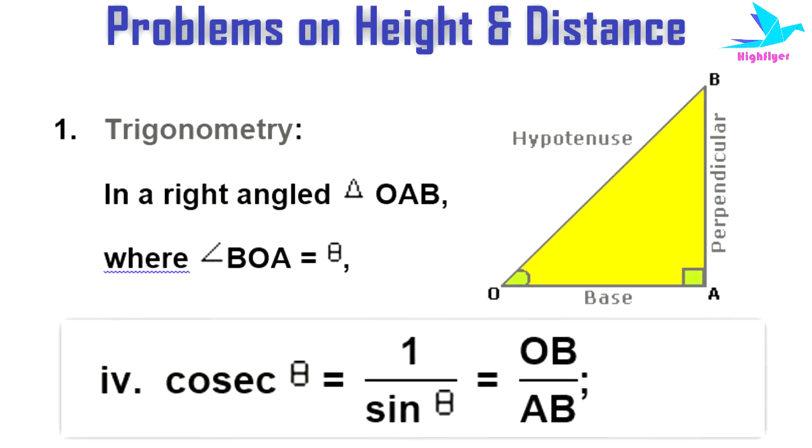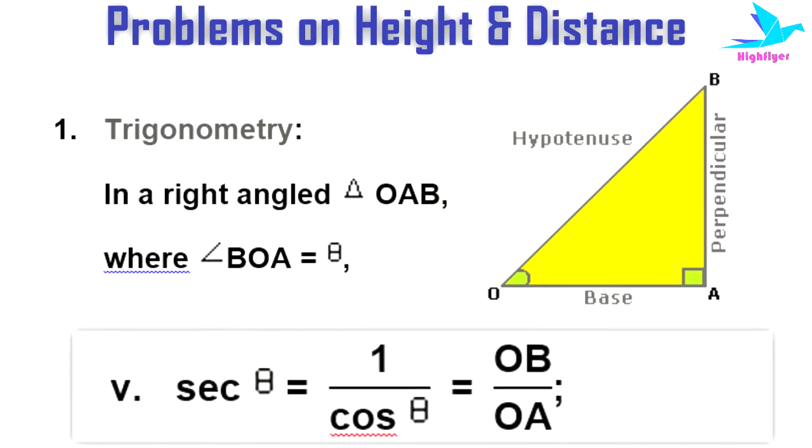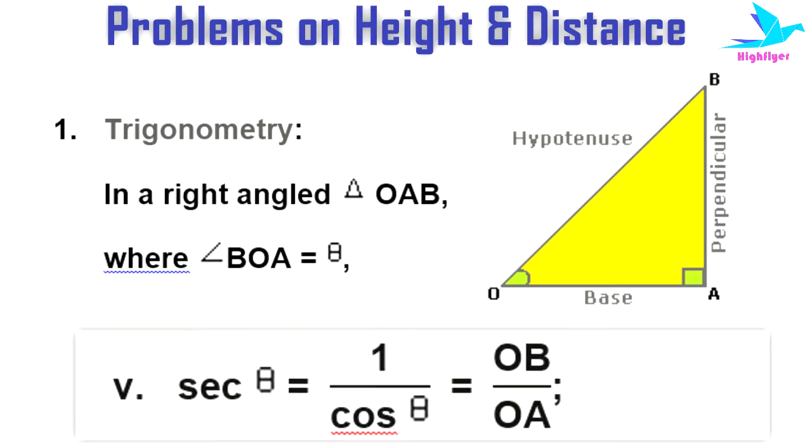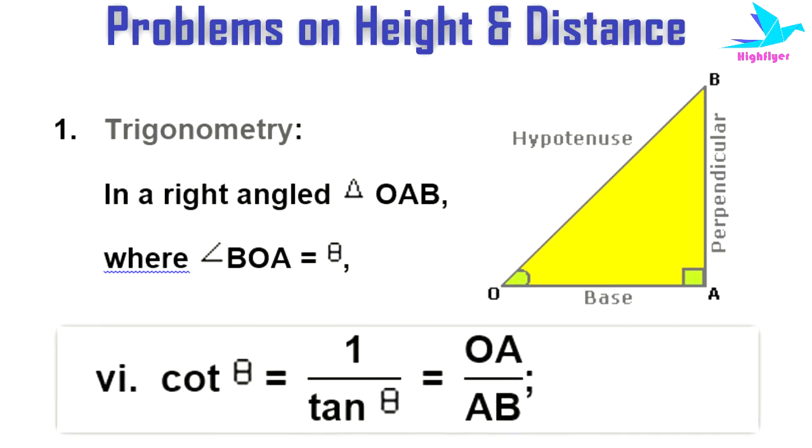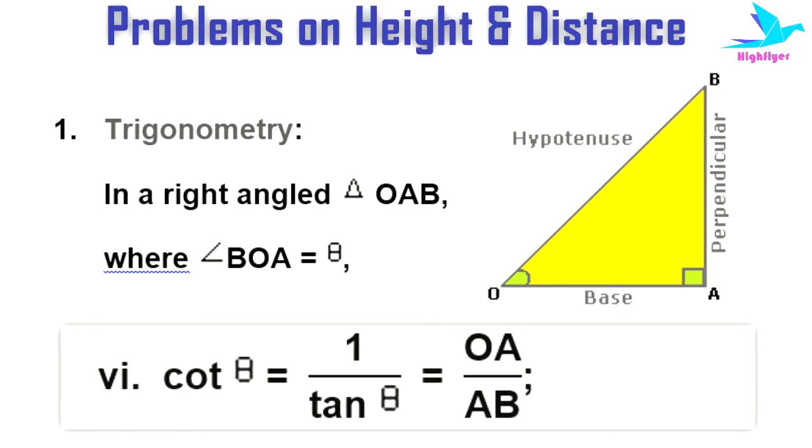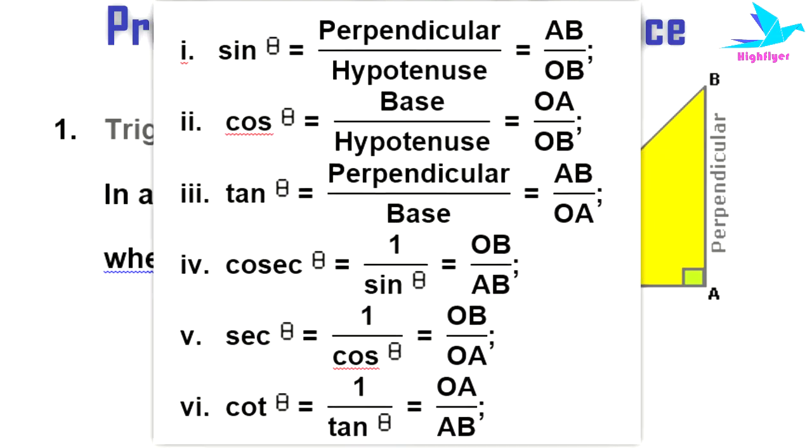Cosec theta equals 1 by sin theta, that is equal to OB by AB. Sec theta equals 1 by cos theta, that is equal to OB by OA. Cot theta equals 1 by tan theta, that is equal to OA by AB. So these are the basic trigonometric formulas.